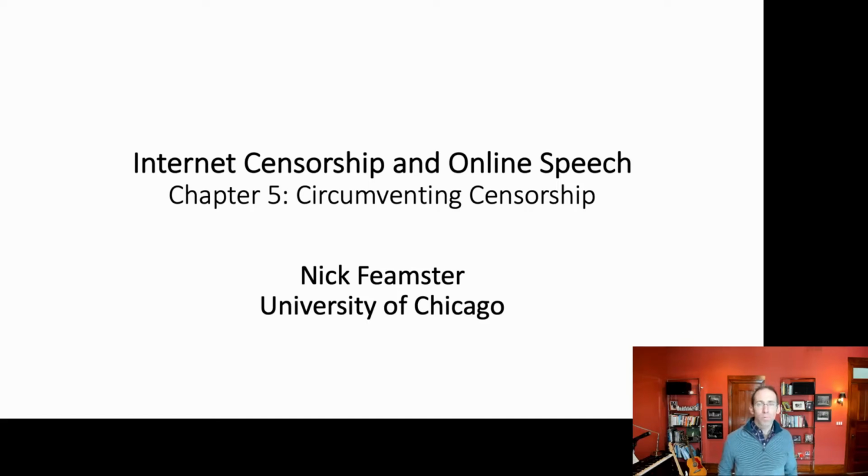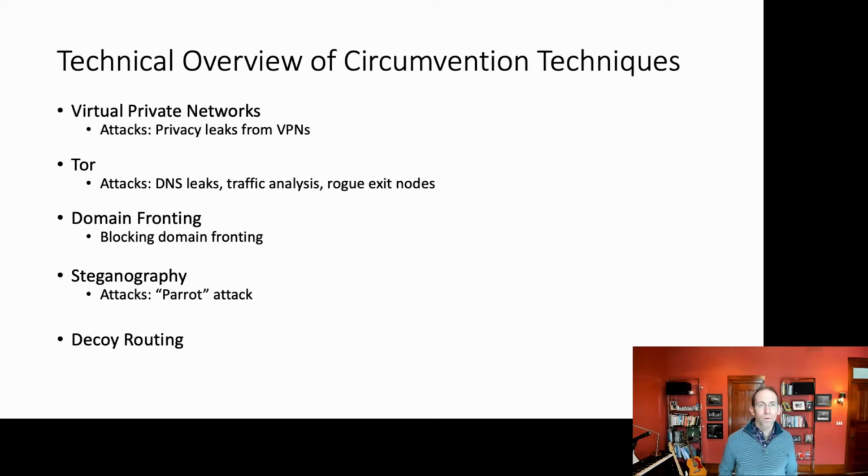In this lecture, we'll explore various techniques to circumvent censorship and information controls. We'll start with an overview of virtual private networks, or VPNs, including the capabilities and limitations of VPNs. We'll then dive in to a system called Tor, which is used both for private anonymous communication as well as to circumvent censorship. There are various techniques that Tor relies on to circumvent attempts to block it.